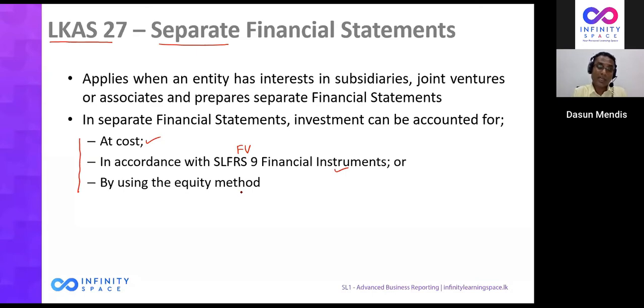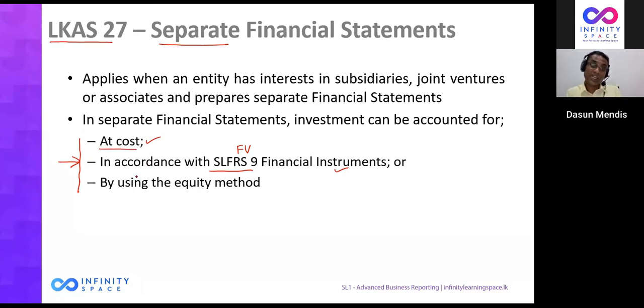In the consolidated financial statement, what it says is, if you have an investment in a subsidiary, the investment has to be measured at the fair value at the date of acquisition. You can't take the fair value at the reporting date. For example, in the separate financial statement, if I follow the SLFRS 9 approach, it is recorded at the fair value of the investment at the reporting date, but when I go to the consolidated financial statement, I have to take the fair value at the date of acquisition, which is more or less equal to the cost of the investment.